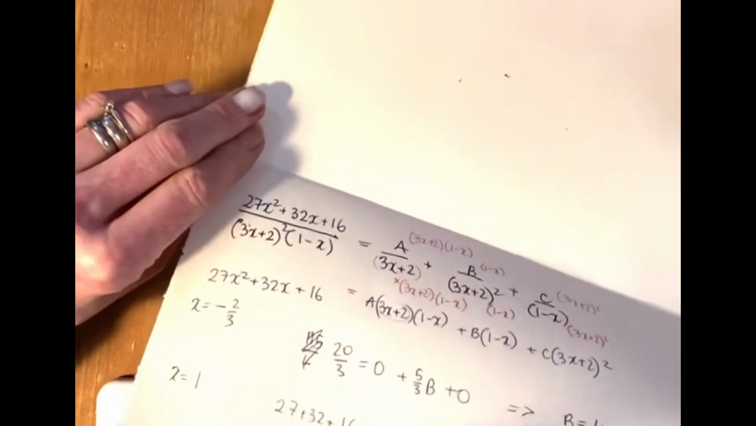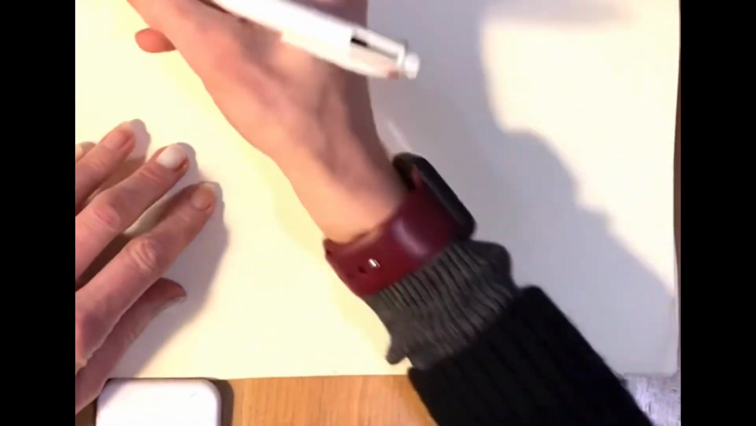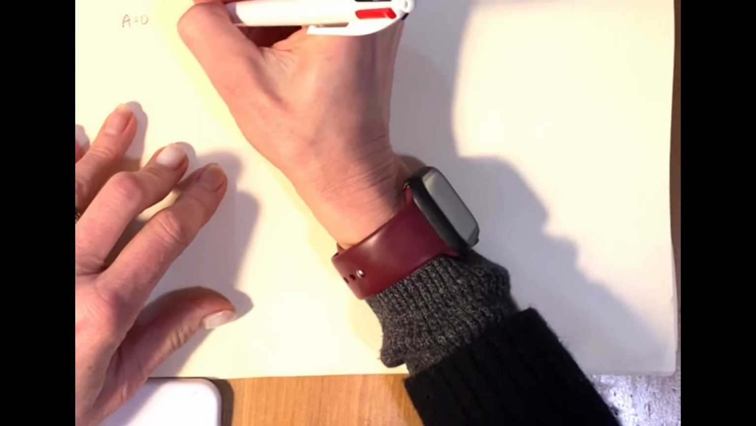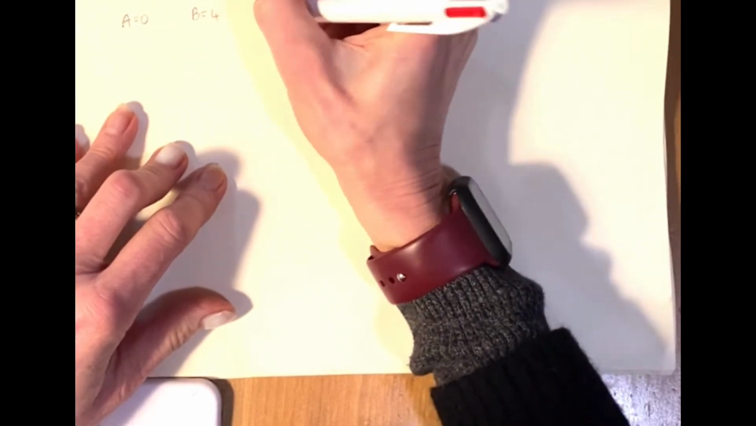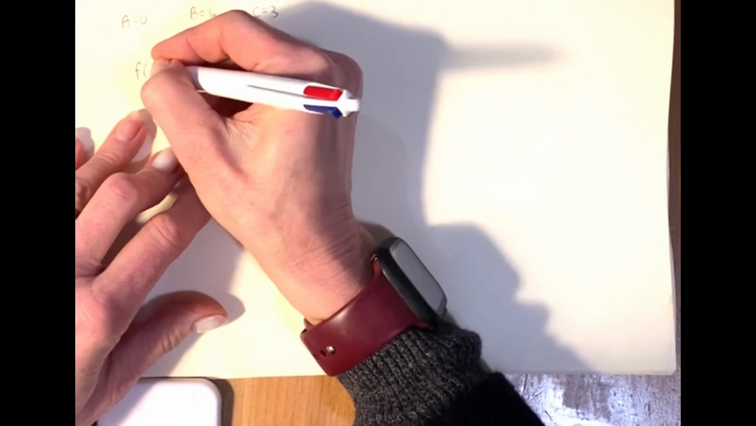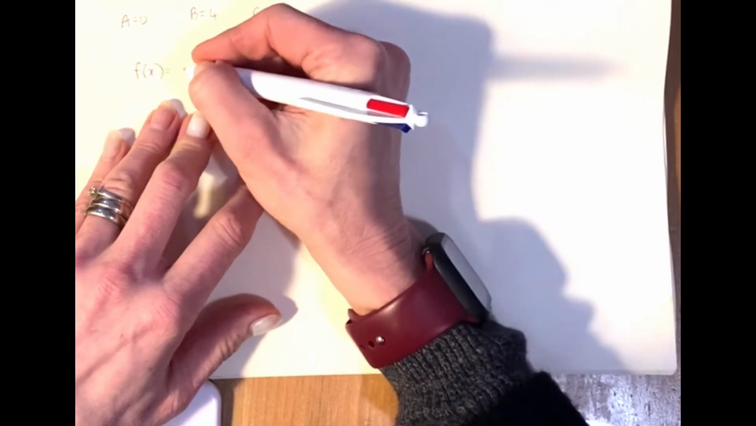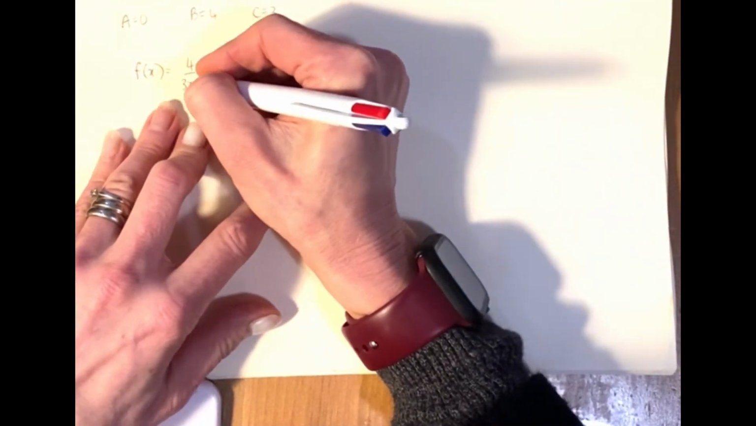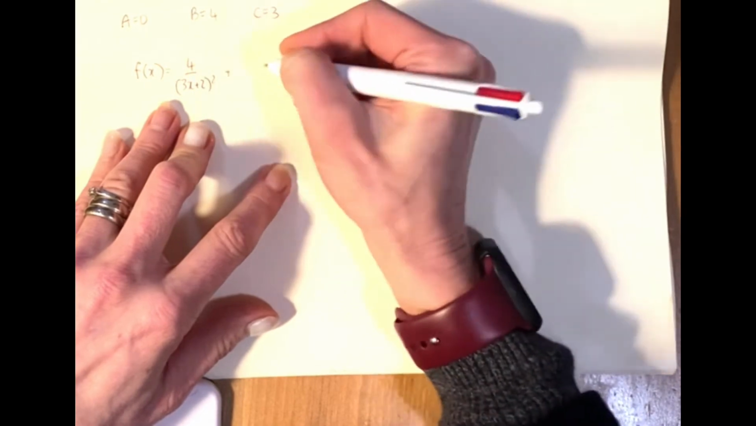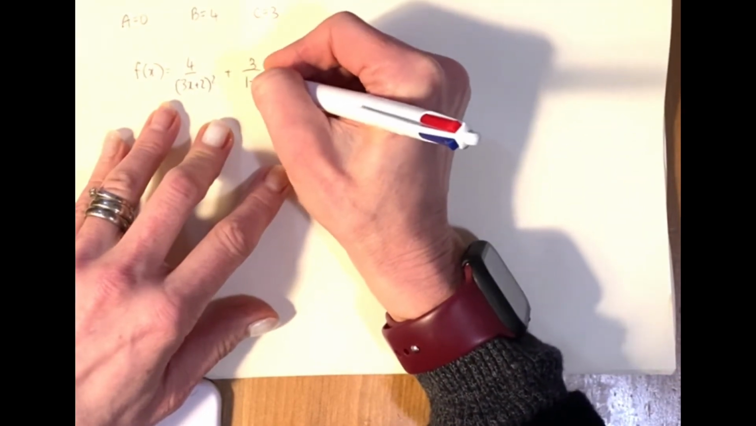Okay, so let's have a look at part B. In part B, we are going to do the binomial expansion. Let me just keep an eye on those answers. So A is equal to 0, B is 4, and C is 3. So f of x actually becomes 0 over 3x plus 2, so that doesn't exist. 4 over 3x plus 2 all squared plus 3 over 1 minus x.